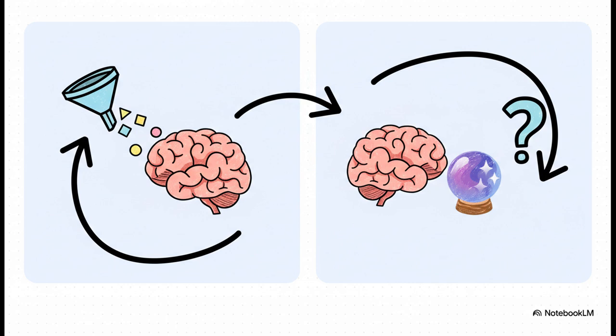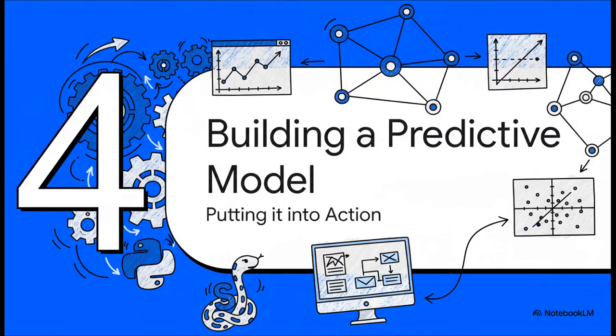You give it new data that it has never seen before and you say, okay, show me what you learned. Study and test, fit and predict. That's the loop. Which brings us right to section 4, building a predictive model.